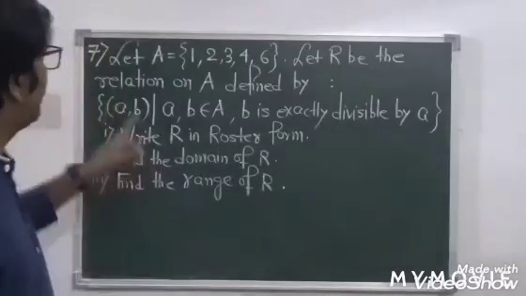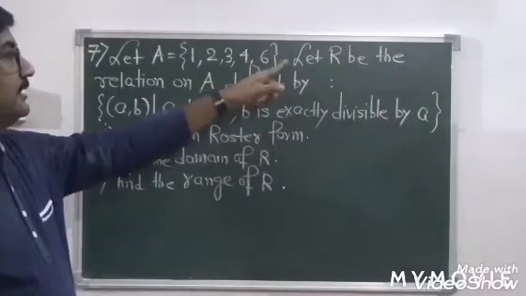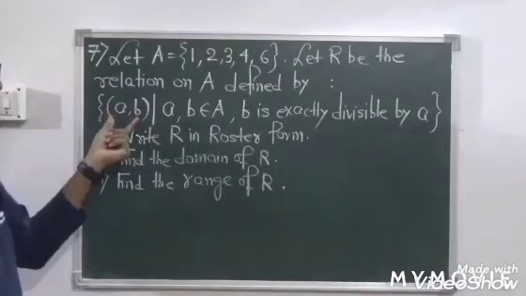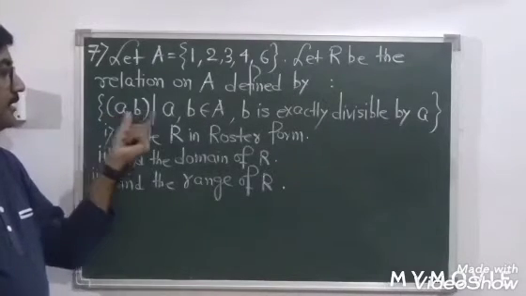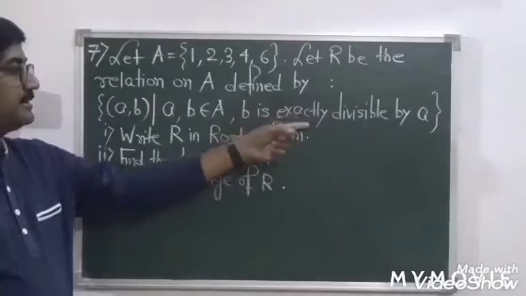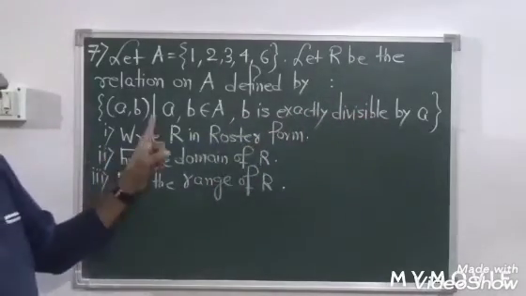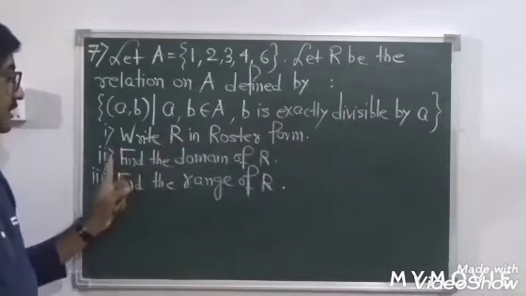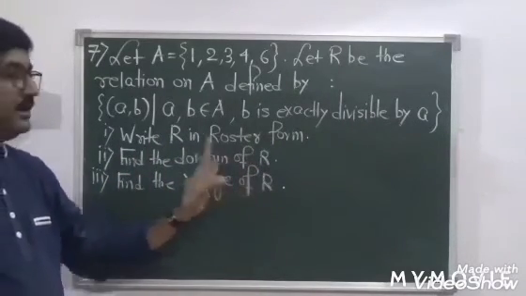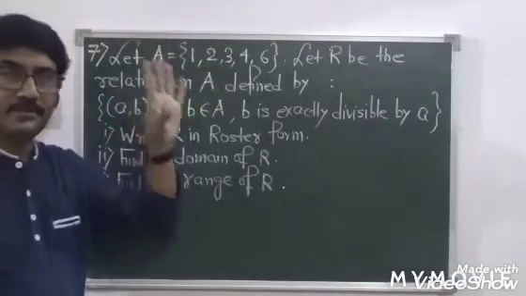Question number 7. Set A is 1, 2, 3, 4 and 6. Let R be the relation on set A which is defined by the ordered pairs (A, B), where both A and B belong to this set A, such that B is exactly divisible by A. So you have to write the relation in the roster form, find the domain of the relation and find the range of the relation. So first of all, let us write this relation in the roster form.